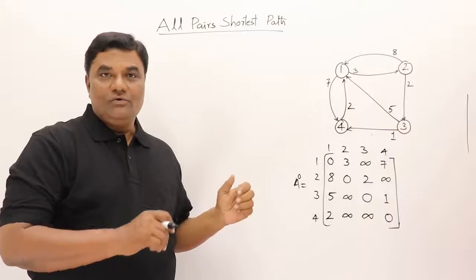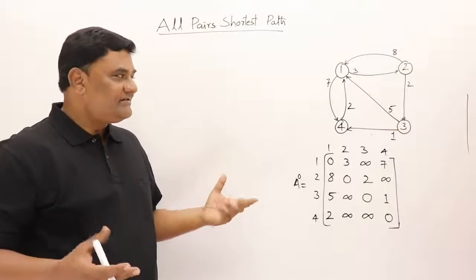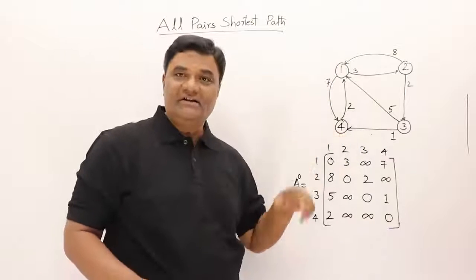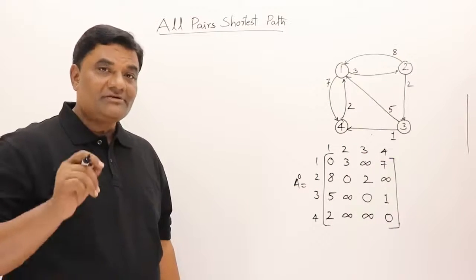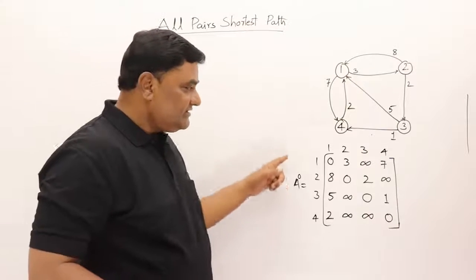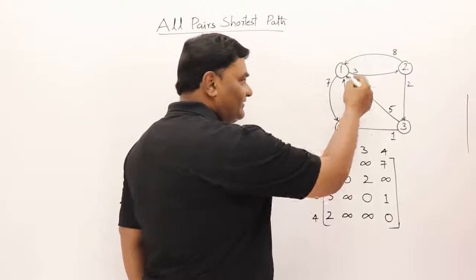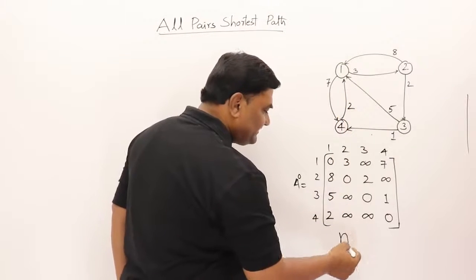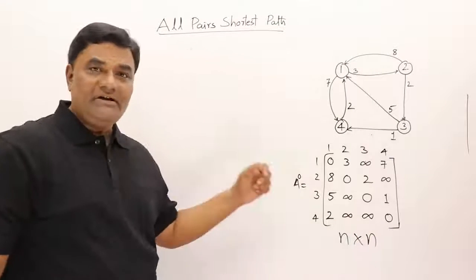Now let us look at the code. Every time I was generating a matrix, so how many such matrices have I generated? 4 such matrices I have generated. Right? Now for generating a matrix, what am I supposed to do? I should generate each and every term. So total how many terms are there? See, the number of vertices is 4. So let us say n vertices. So the number of elements is n cross n. This is a square matrix.